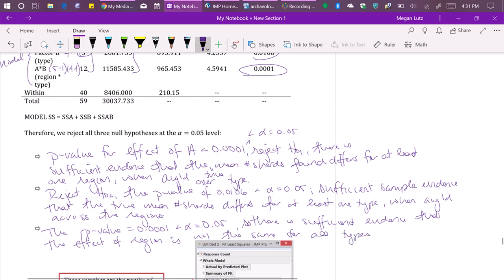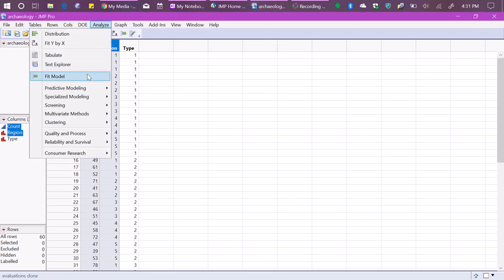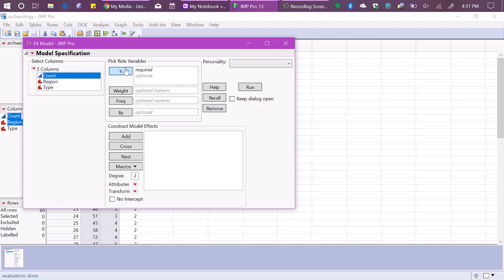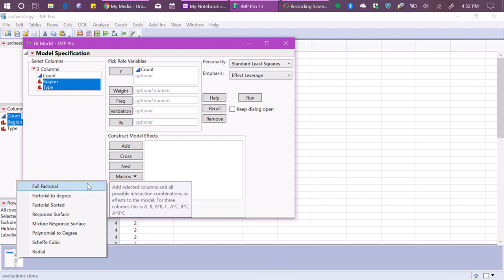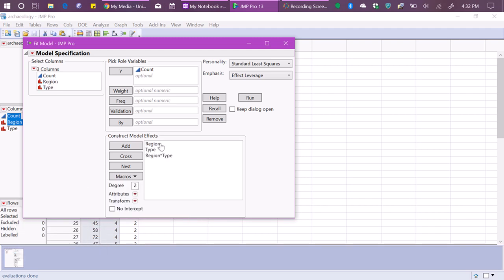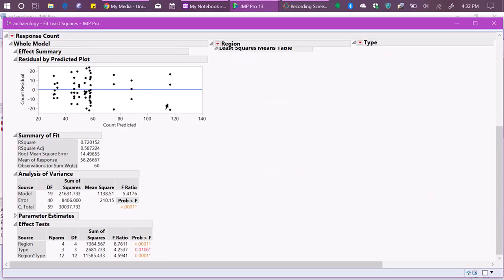So let's look finally graphically at what I mean by this. We saw last class how to get the results, but I'll pull that up again. We will go to Analyze, Fit Model. Count is our response. To get the two-way ANOVA analyzed, we would highlight the variables we're interested in. We would then go down to Macros and select Full Factorial. And that gives us our 2 main effects, region and type, and it also gives us the region by type interaction. We then go to Run, and we see we get our analysis of variance.